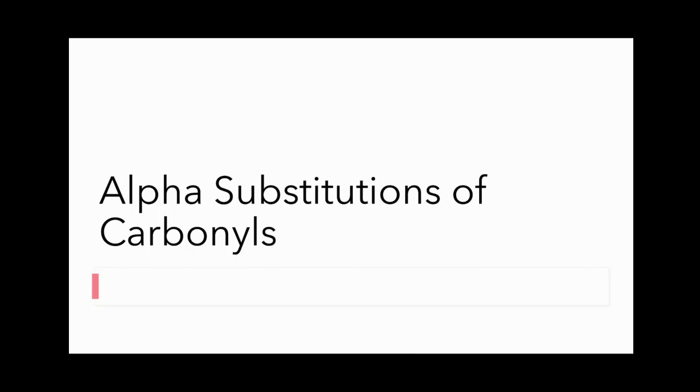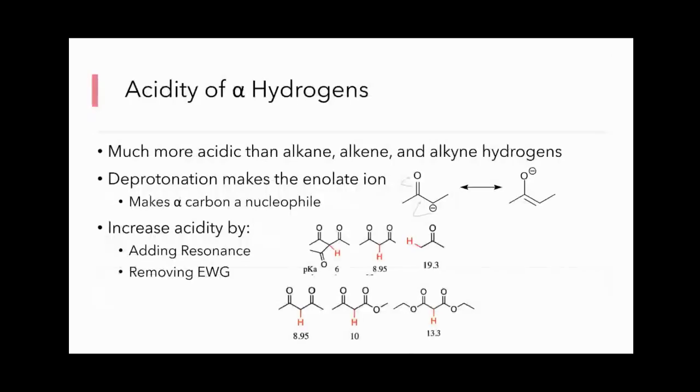So the next topic is called the alpha substitution of carbonyls. Alpha is the alpha hydrogen. The reason it's called alpha substitution is that we're talking about the alpha hydrogen. If we have a carbonyl, the alpha hydrogen is the hydrogen on the carbon adjacent to the carbonyl. So we have this carbonyl right here, and one carbon away would be this one or this one.